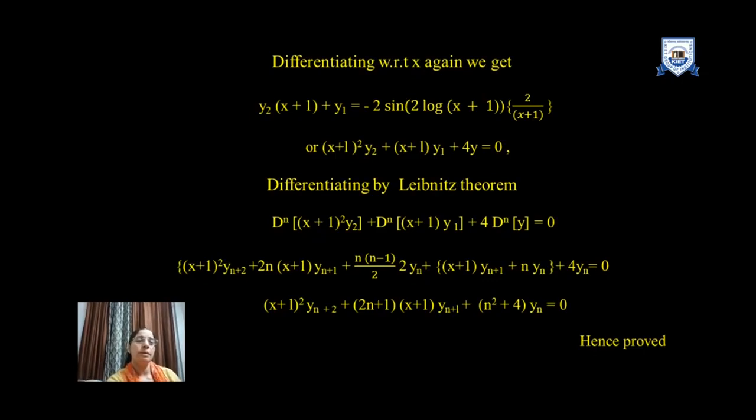Similarly, here is the product of two functions, (x plus 1) into y1. Here we will consider (x plus 1) as v and y1 as u. Now we use the Leibniz formula, and after using it we get this identity: (x plus 1) whole square y(n+2) plus (2n plus 1) into (x plus 1) y(n+1) plus (n square plus 4) yn.